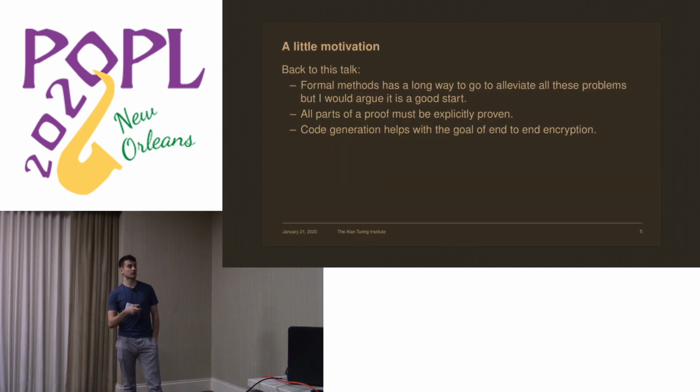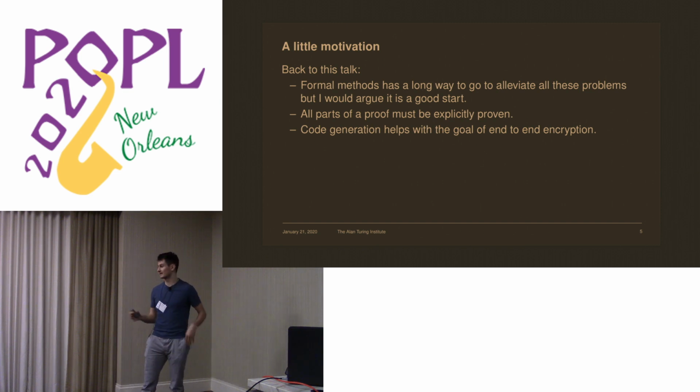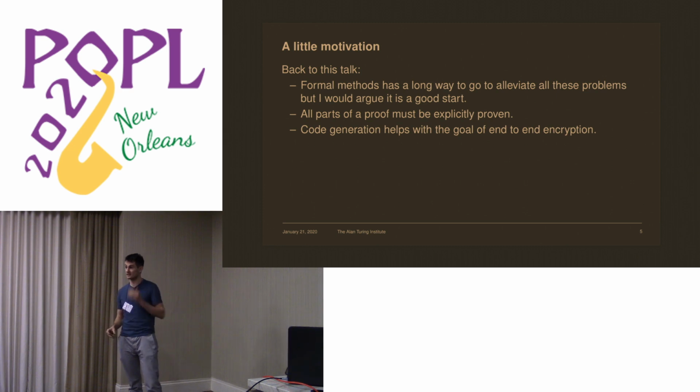So back to this talk, perhaps formal methods can alleviate some of these problems. Clearly, all proofs have to be complete. There can be no missing or obvious things left out. And perhaps code generation, which formal methods often allude to, can help with this goal of end-to-end security.